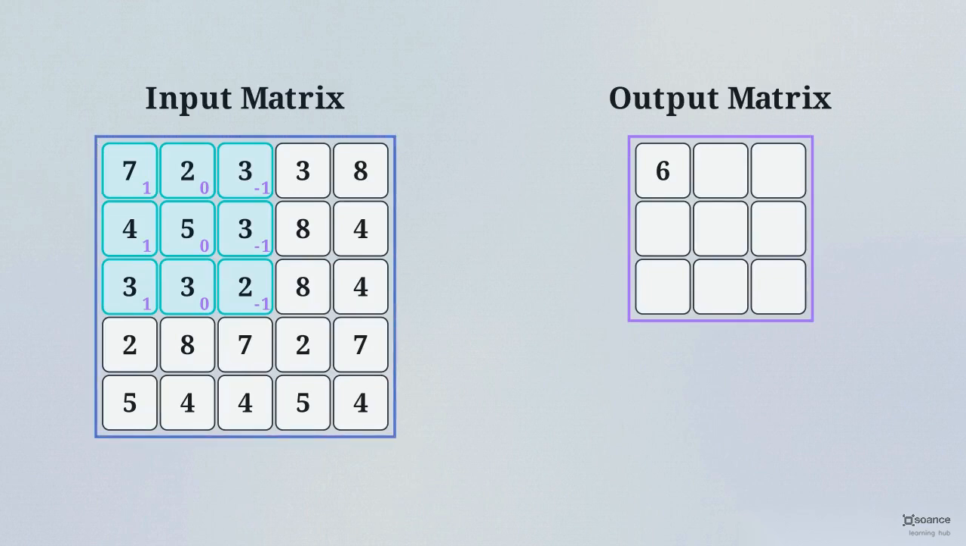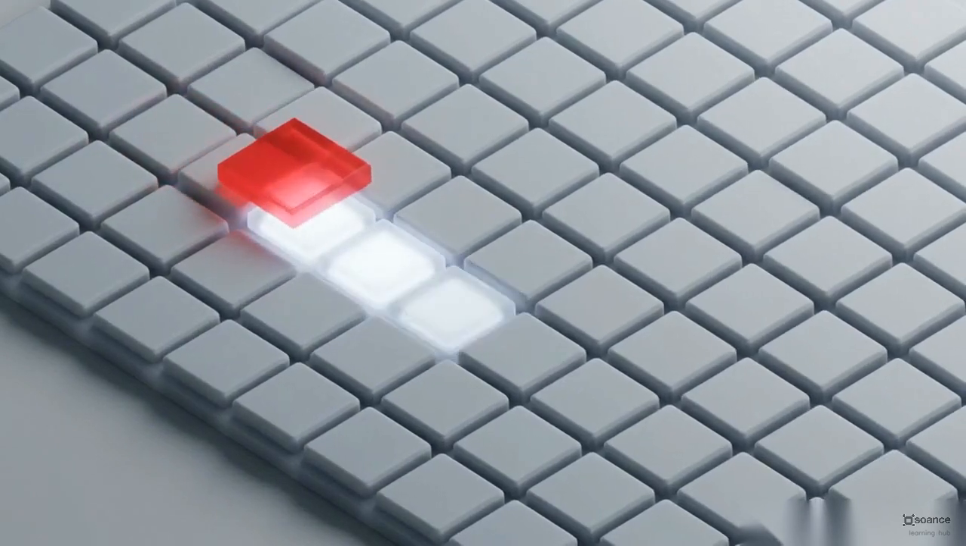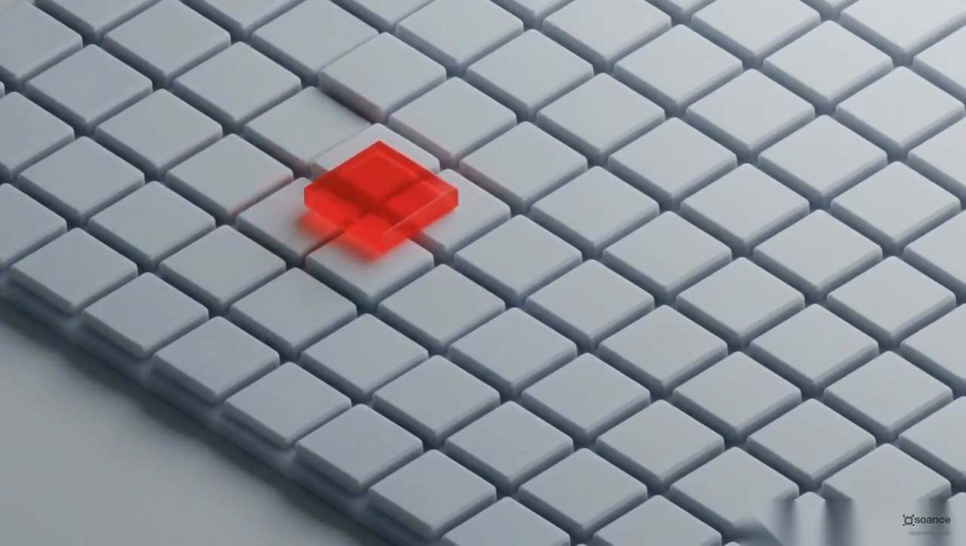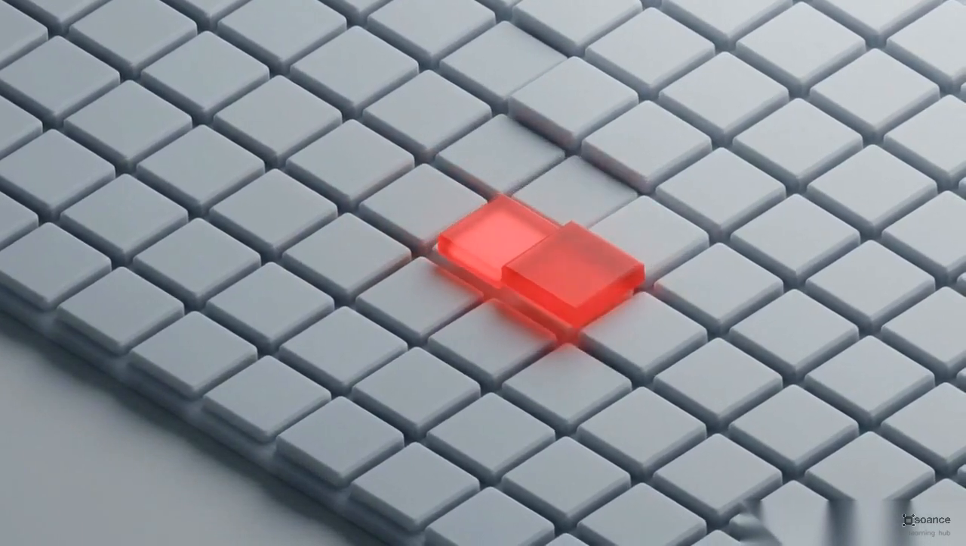Notice our output matrix is smaller than the input matrix. This is because we only calculate values where the kernel fits completely inside. Overhanging boundary edges are discarded. To get the next value, we move the kernel one step right. We repeat this sliding and summing process until we calculate every possible position. This loop is the literal definition of the convolution operation.